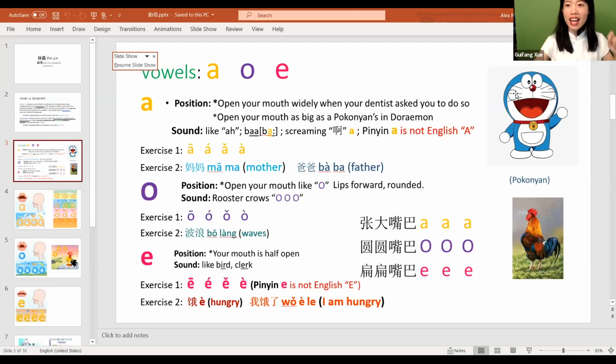Open your mouth like this cute cartoon character. Okay? Mama. And then the rooster. Rooster. The sound. Think about how you should open your mouth. Look at the vowel shape, how it's written. That's how you should form your mouth.